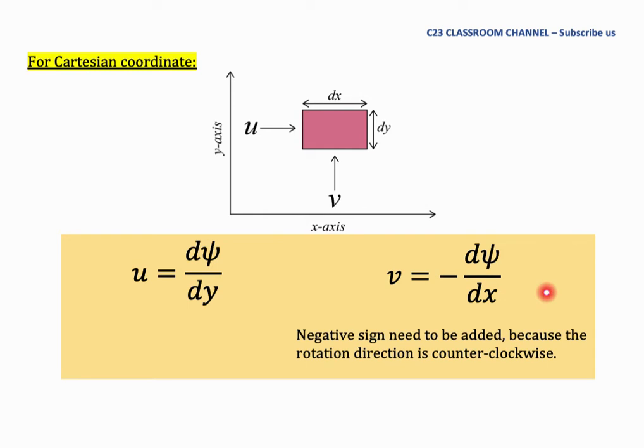Because we have polar coordinates later on, to differentiate between clockwise and counterclockwise motion, we make a rule that counterclockwise is assumed to be the negative direction. Because the v here will create a counterclockwise motion like this, a negative sign needs to be added in this equation because the rotation direction is counterclockwise. Please remember this one. So as a conclusion, v, the component velocity for the y-axis, is equal to negative d psi over dx.